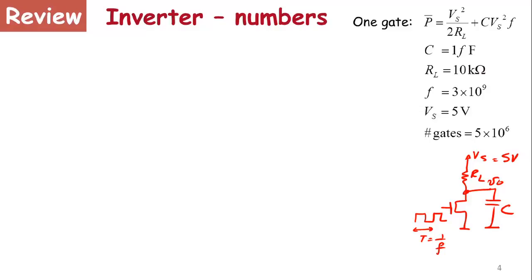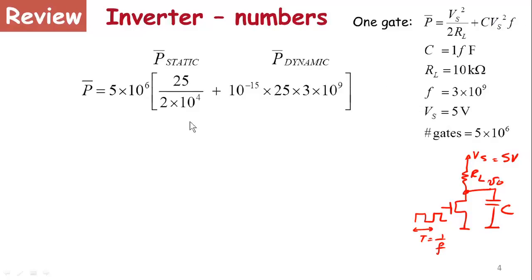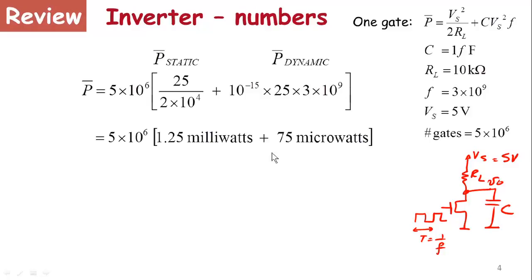Let's continue down this path and very quickly review what we did the last time. We said the last time there was both a static and a dynamic power. This is my static power and this is my dynamic power. So let's plug in the numbers and compute what we have here. The average power per gate is given by this expression inside the brackets, and 5 million is the number of gates that I have. So number of gates times the power per gate gives me the average power. This here is the static power, Vs squared by 2RL. And this is the dynamic power, C V squared F, where F is 3 gigahertz, the frequency.